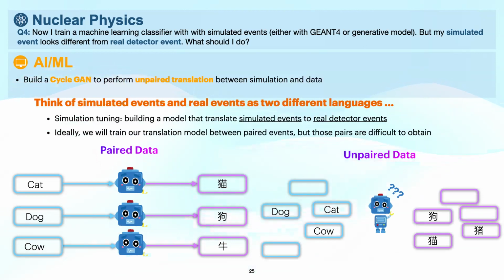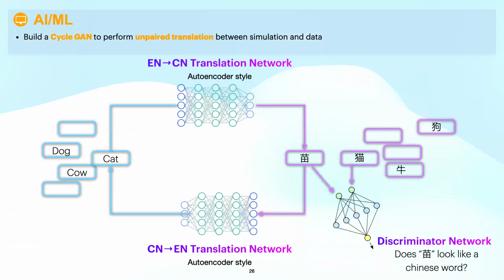So I have a whole bunch of English words, I have a whole bunch of Chinese words, but I don't know which one corresponds to which one. So this is the unpaired translation situation between our simulation and data. This is usually what we have, right? We simulate some data, we collect some data from our detector, but we don't know what the one-to-one correspondence is between these two. So in this case, we can still perform a translation.